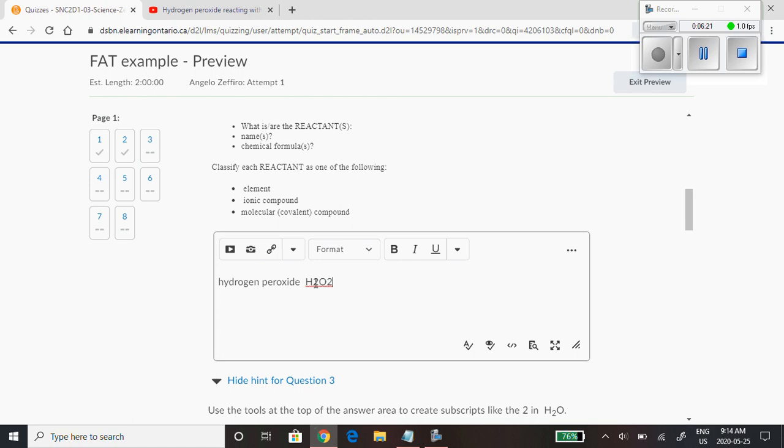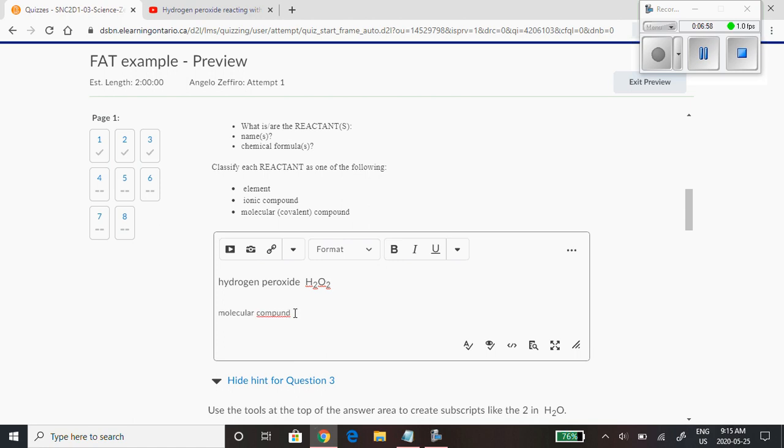But that looks ugly. So I highlight the 2, and then here's where the hint said, use the tools. And look, subscript. Oh, look at that. Look here. Subscript. So I've named the reactant. I've come up with the chemical formula. Now it says classify it. Is this an element? Is this an ionic compound? Is this a molecular compound? What is it? Well, there's no metals in here. It's all hydrogen and oxygen. So this would be a molecular compound.